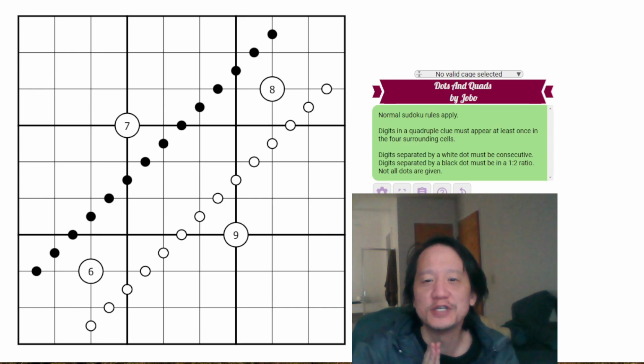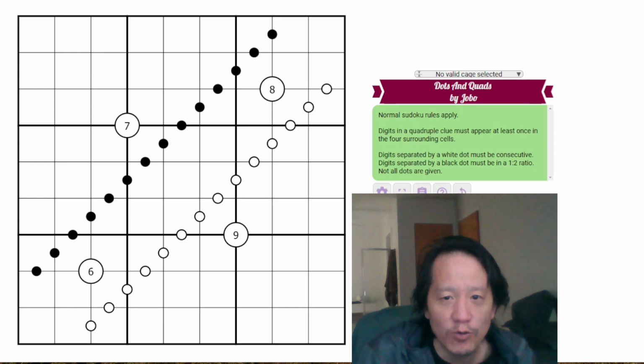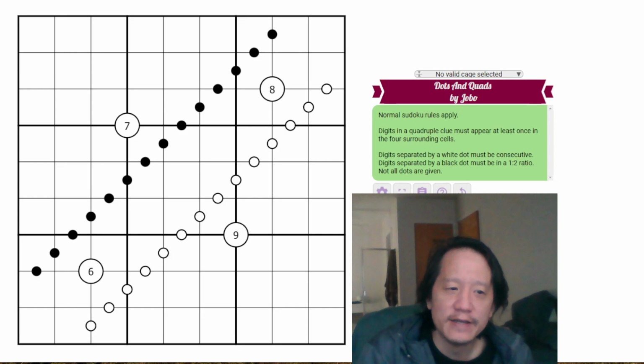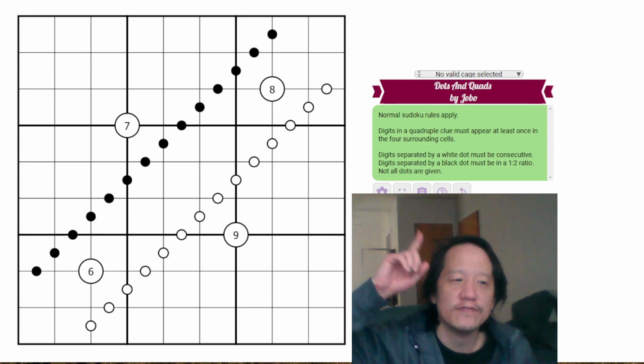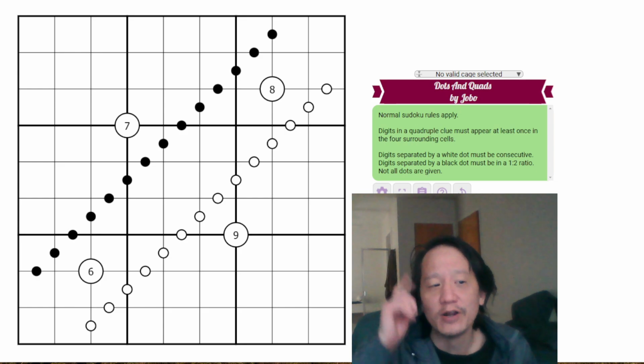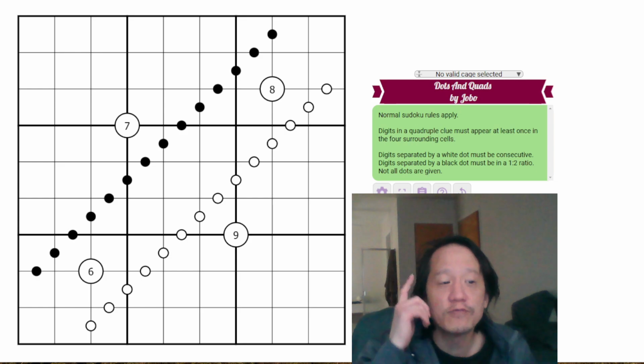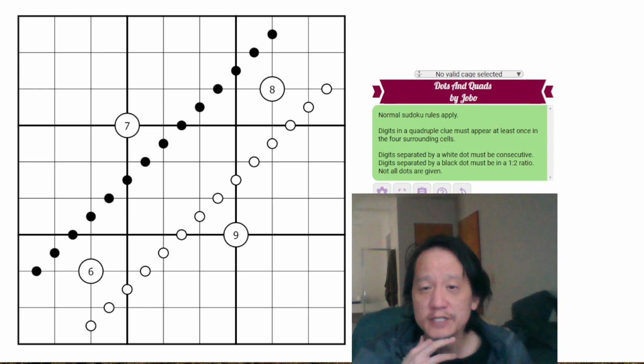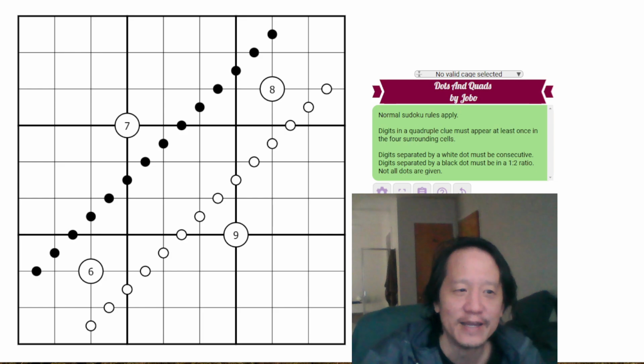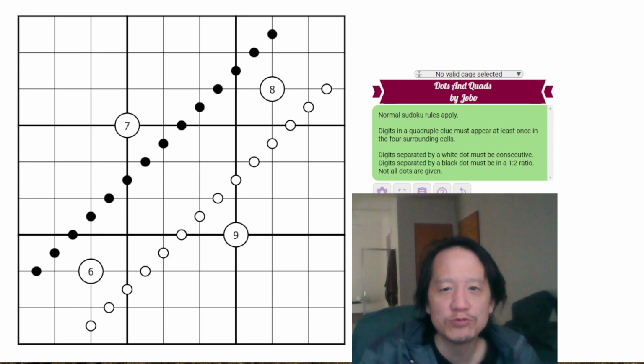This is the special mea culpa version of Frank Puzzles, where I made a bad assumption in this specific puzzle. It was called Dots and Quads by Jobo. I'll be posting a link to the video where I made the mistake. Thank you, readers, for pointing out that I made this error, and I hope to redeem myself a little bit and show the actual solve of this puzzle, without making the very bad assumption that I made, and solving it correctly.